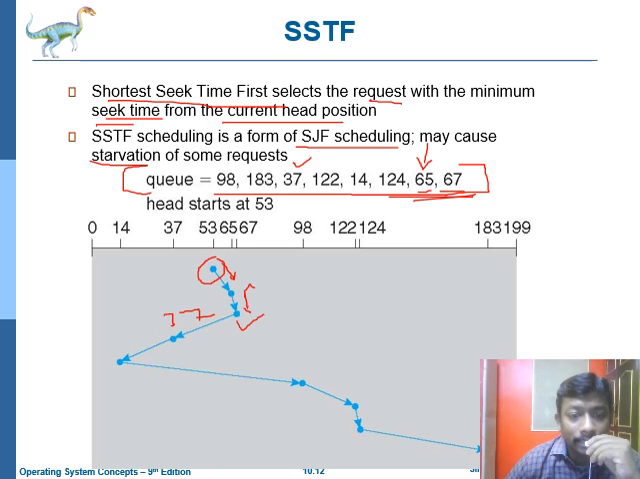After that, what will be the minimum seek time? We can identify and go for that particular sector. From 37, if I am seeking another sector, what will be the minimum seek time? From 37 maybe 14, and from 14 it has to reach 98, and from 98 it has to reach 122, 124, and finally 183.